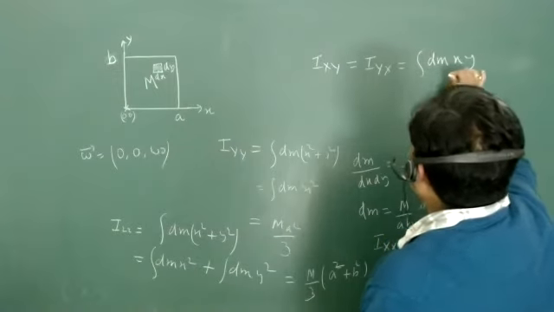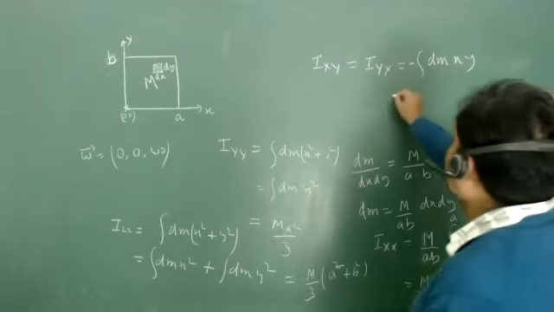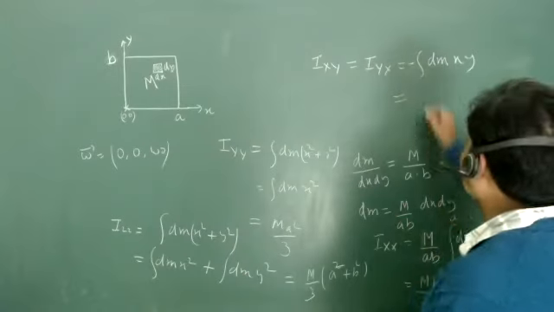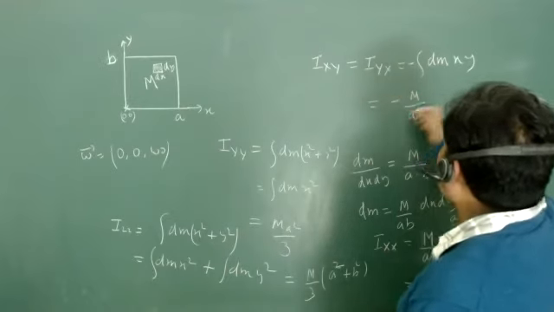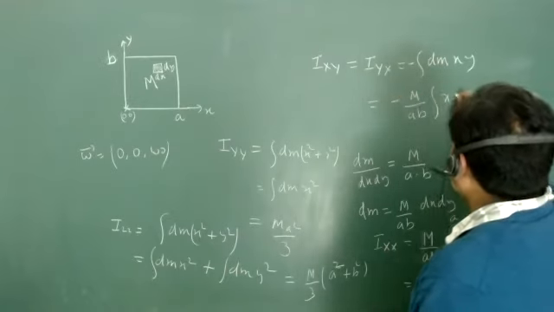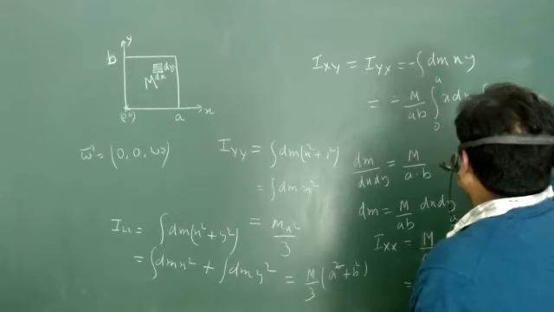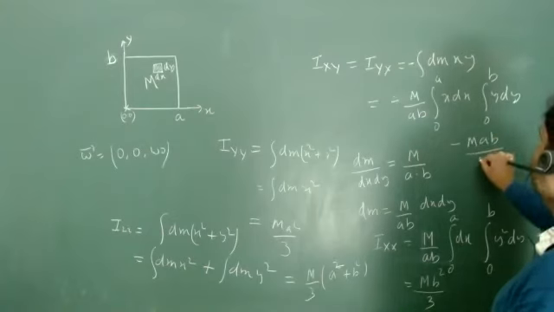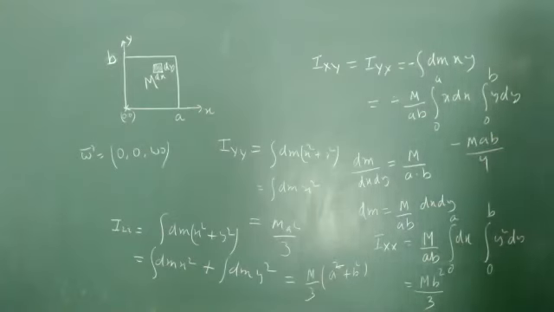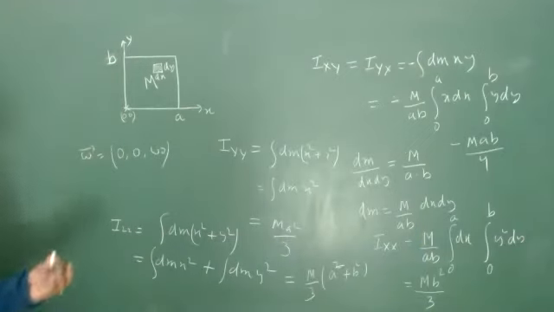Did I make a mistake? It is minus, the minus sign, don't leave that out. So again you will just use this dm. Once you take out dm, there is no problem: m upon ab, and you will take the minus sign, and you have x y dx dy, x from 0 to a, y from 0 to b. So I think minus m ab by 4. Am I right? Yes sir. Okay, so this is your moment of inertia tensor.